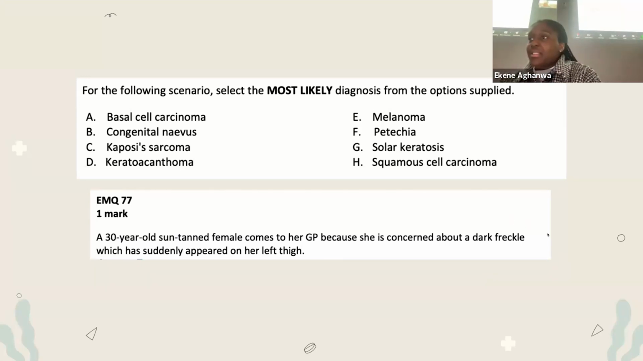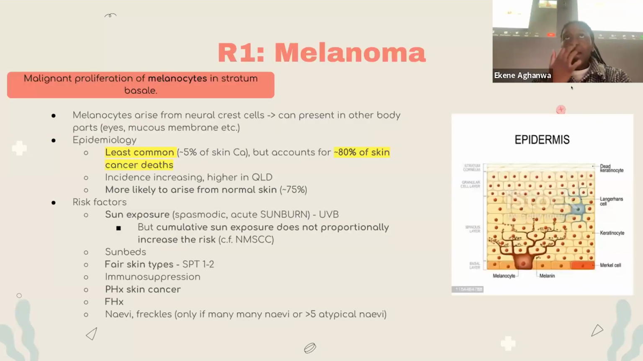Okay, let's move on. The answer is melanoma in this case. So let's talk about melanoma. It's a malignant proliferation of melanocytes in the stratum basale. It's actually the least common skin malignancy out of all of them. However, it accounts for the highest number of skin cancer deaths. And that's really important to remember.